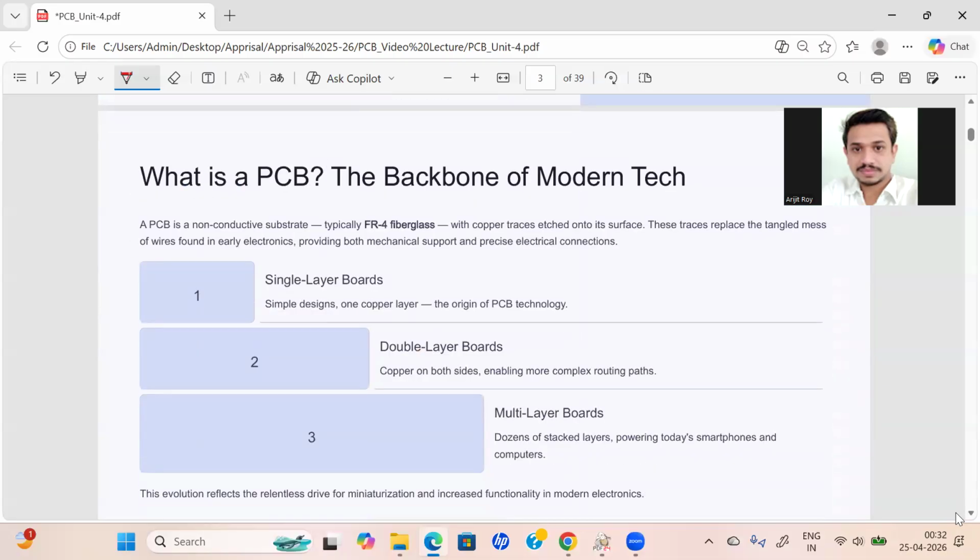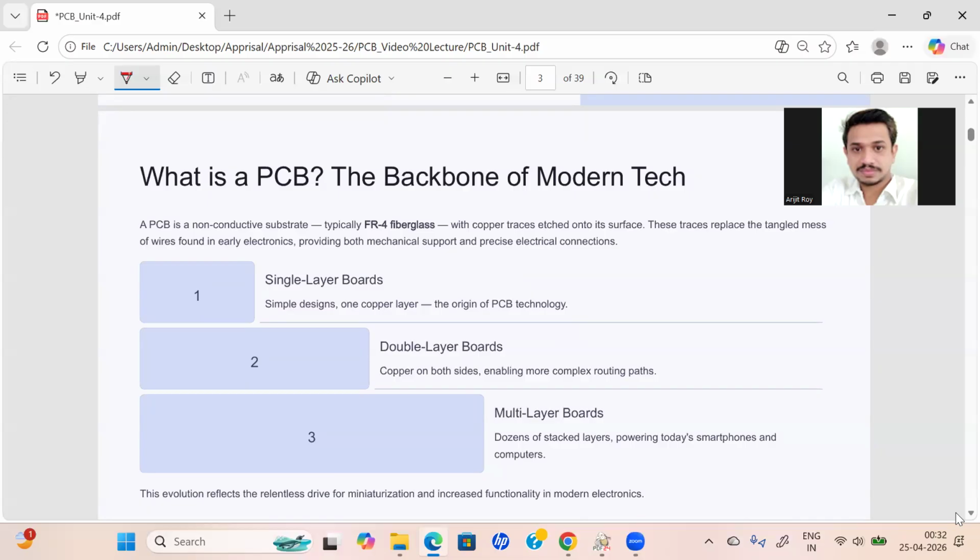So what is a PCB? I already told you. It is the backbone of modern technology. A PCB is a non-conductive substrate, typically FR4 fiberglass, with copper traces etched into its surface. These traces replace the tangled mass of wires found in early electronics, providing both mechanical support and precise electrical connections.